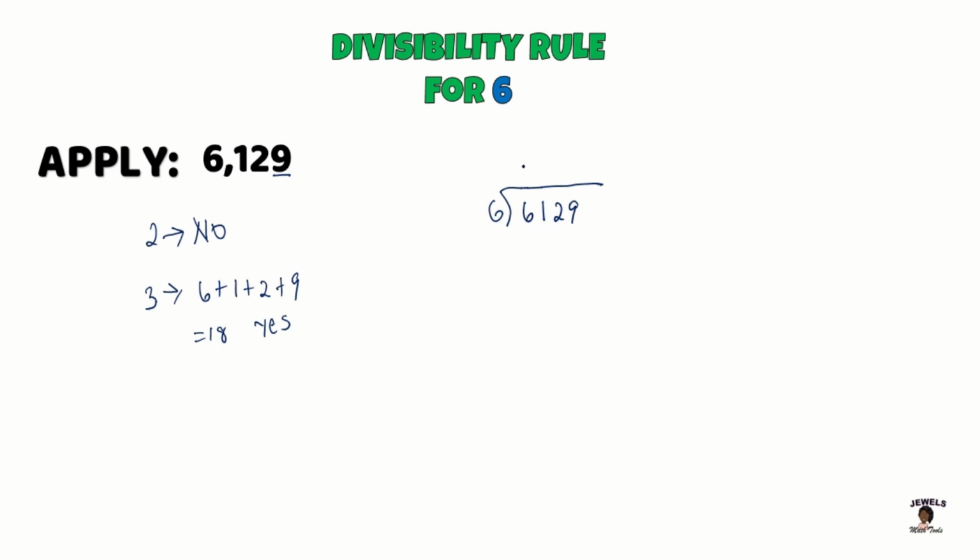So 6 goes into 6 once. 1 times 6 is 6. 6 minus 6 is 0. We're going to bring down our 1. 6 can't go into 1. 0 times 6 is 0. 1 minus 0 will leave us with 1. We're going to bring down our 2, changing 1 into 12. 6 goes into 12 twice. 2 times 6 is 12. And 12 minus 12 is 0.